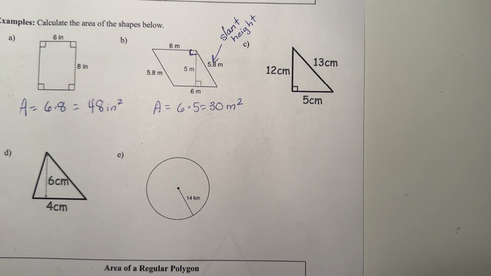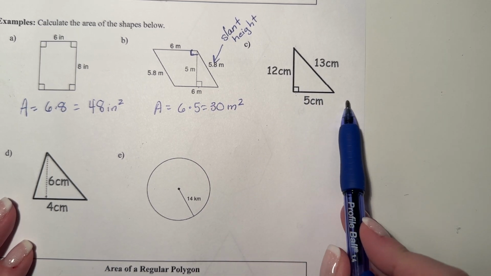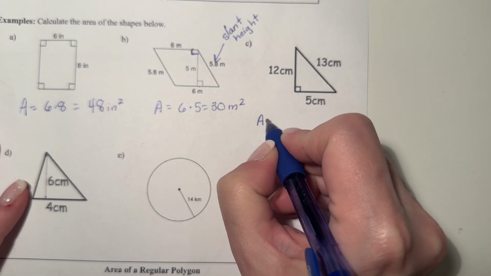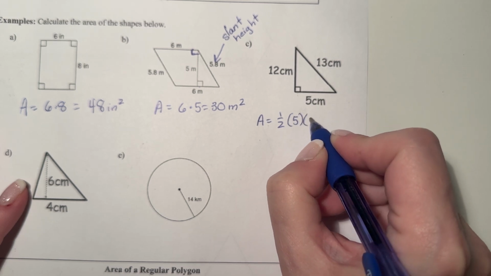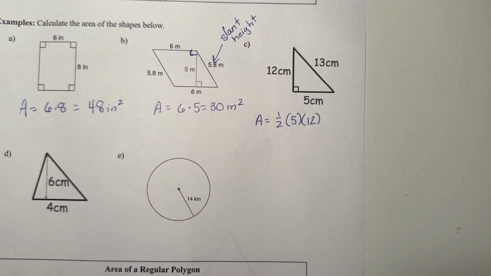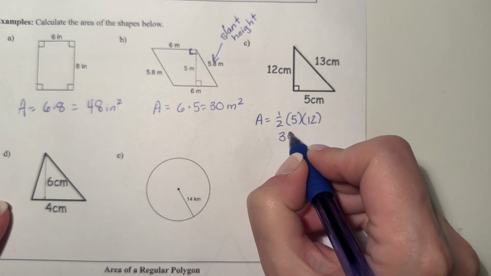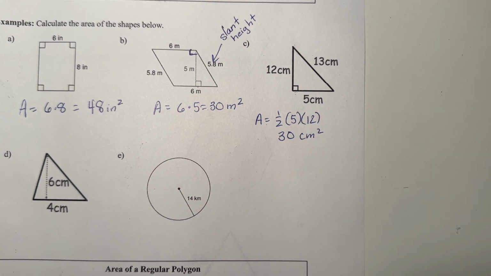Okay, so again, we need 1/2 base times height. The height has to be the perpendicular. It can't be the slanted height. Area equals 1/2 base times height. And it doesn't really matter with a right triangle which one of those you choose. That comes out to be 30. And since we do see units, we're going to put them on our answer.